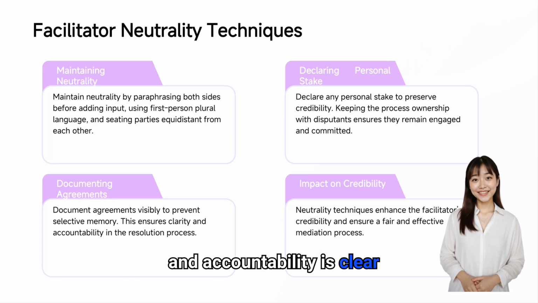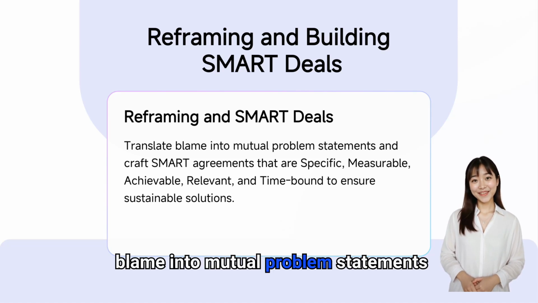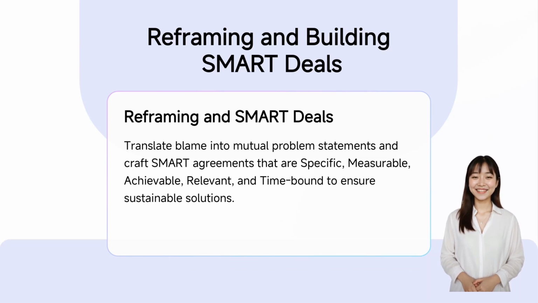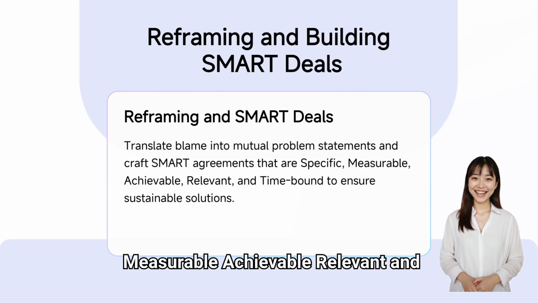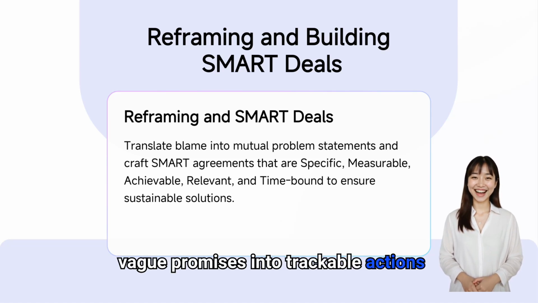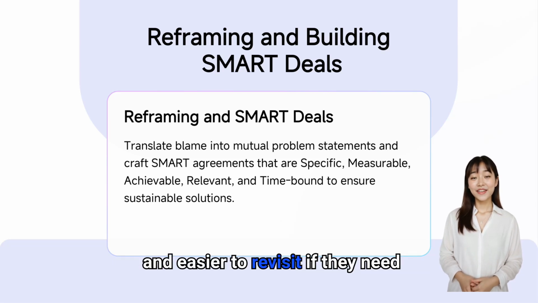A helpful mediation move is reframing blame into mutual problem statements and then crafting SMART deals, agreements that are specific, measurable, achievable, relevant, and time-bound. SMART language turns vague promises into trackable actions so solutions become practical, testable, and easier to revisit if they need adjustment.